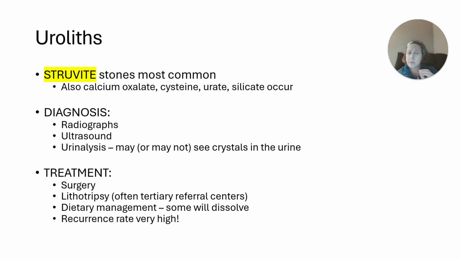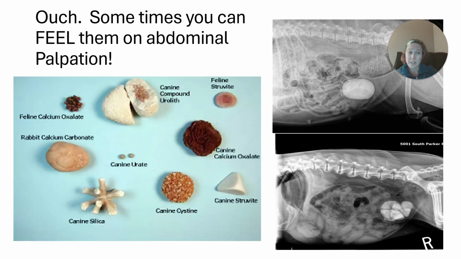Now, treatment of stones, surgery is definitely the most common for very, very large stones, but diet is an option. Hills and Royal Canin make special prescription diets to dissolve some types of stones, particularly struvite stones, which are most able to be dissolved with dietary management. And then rarely, at tertiary referral centers or academic institutions, you may see them do what's called lithotripsy, which is using a sound wave essentially to break up the stone. They do this quite frequently in human medicine, but it's not very common in veterinary medicine. And animals that get stones have a very, very high rate of recurrence of stones.